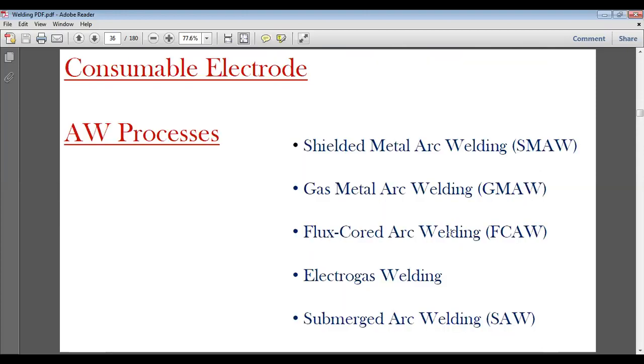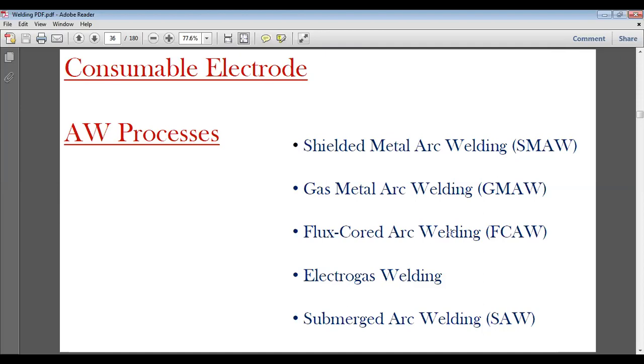Now, we have consumable electrodes. We'll discuss the arc welding processes with consumable electrodes, because we have earlier studied that in welding we need three basic elements. One is heat, another is pressure, and third is filler metal.